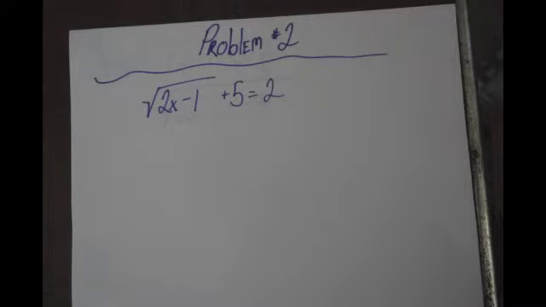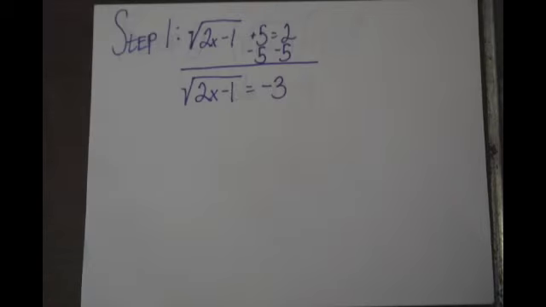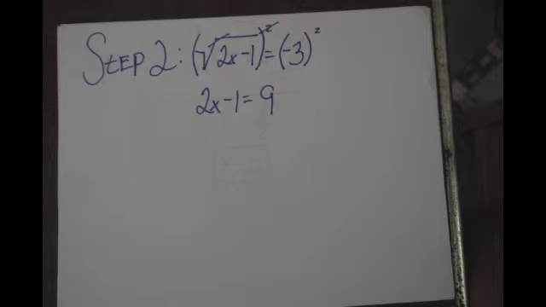An example of a no solution problem is radical sign 2x minus 1 plus 5 equals 2. You subtract 5 from each side to isolate the radical, making the problem radical sign 2x minus 1 equals negative 3. Raising the problem to the same number as the index number will then cancel out the radical sign, leaving you with 2x minus 1 equals 9.